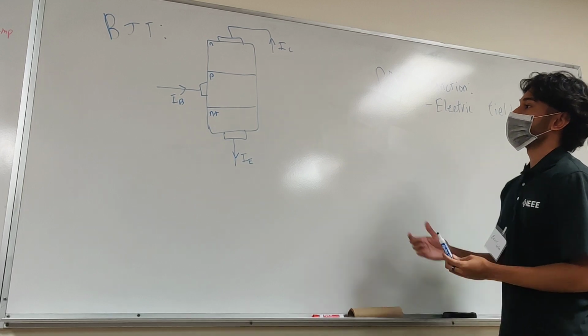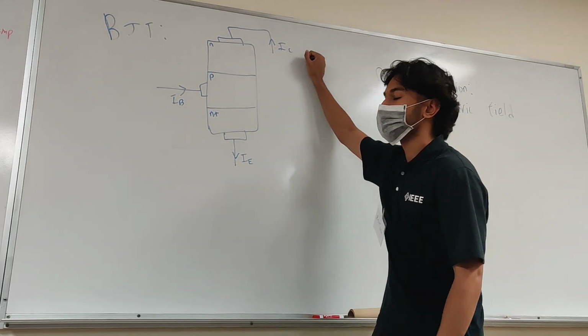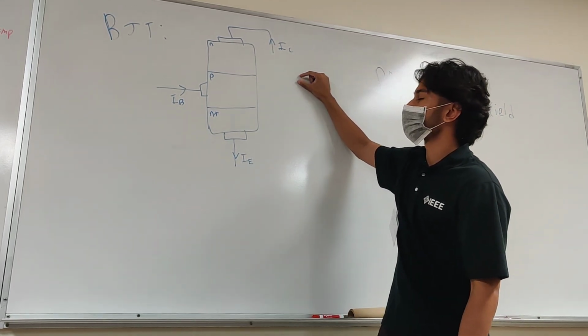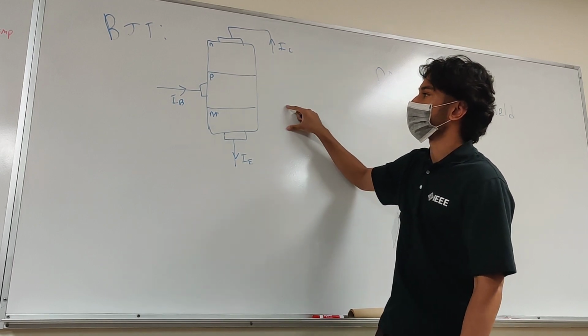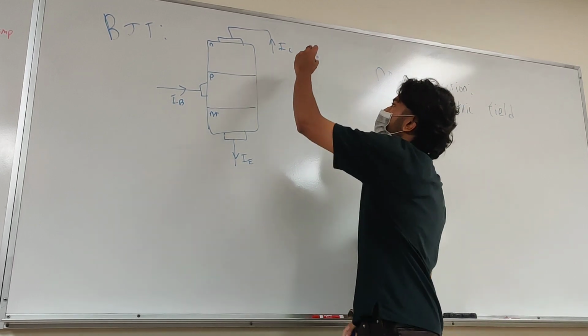So what is a BJT? The primary BJTs we use are called NPNs, and this refers to their doping in these three areas. We have a region called the collector.